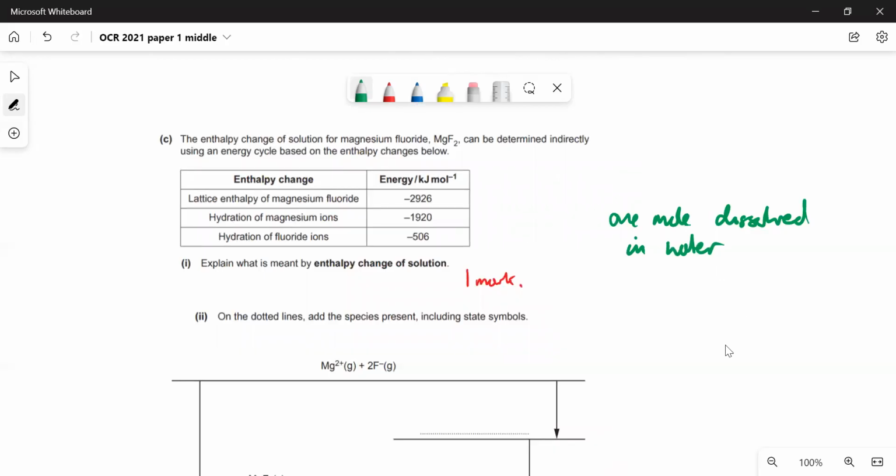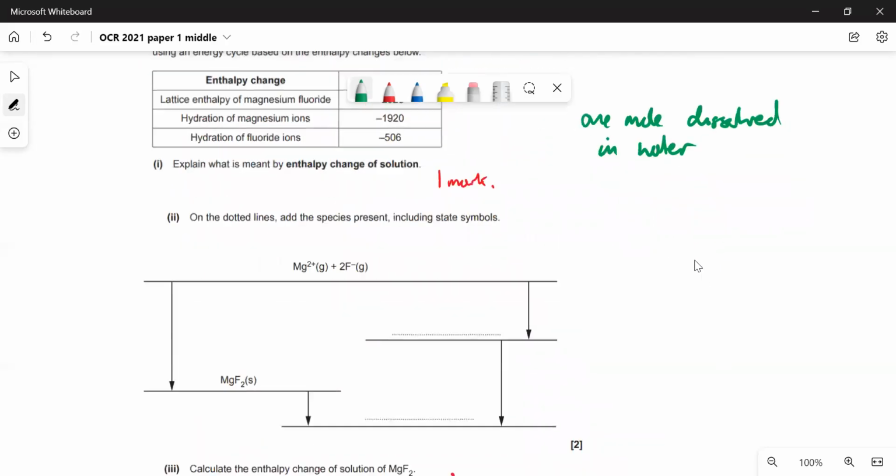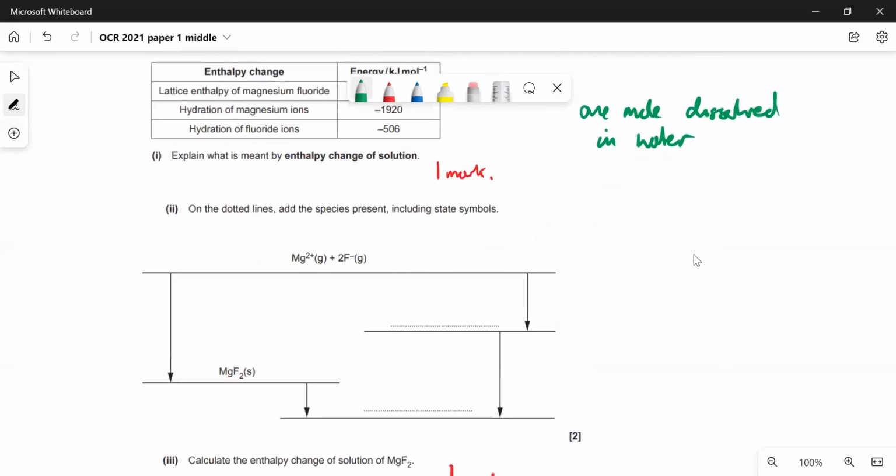Okay. Now we need to have a look at this energy level diagram to work out what's going to help us to work out the enthalpy of solution. Okay, so on the dotted lines, fill in the species. So what we've got here, we've got magnesium, we've got the gaseous ions, and they're forming the ionic solid there. That's not part of the answer, that's the lattice enthalpy, that's going to be that change there, lattice enthalpy of formation.